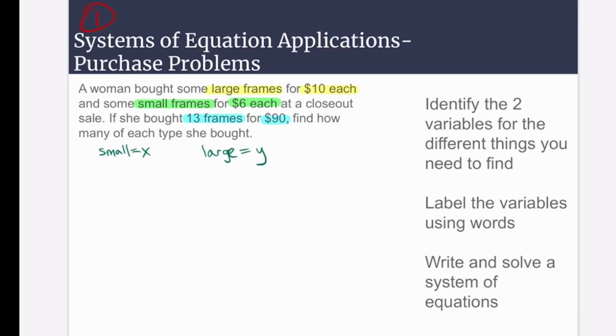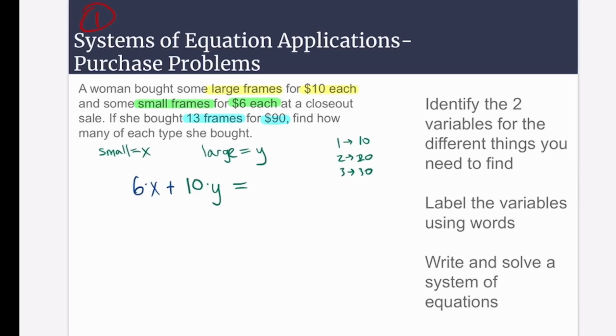Large frames are $10 each. That means one large frame is 10. Two large frames is 20. Three large frames are 30. So what I'm doing is I'm taking 10 and multiplying it by Y. That's how I'm going to figure out this cost. For the small frames, which are $6 each, it's the same concept. It's going to be 6 times however many small frames I have. And I'm going to add that together.